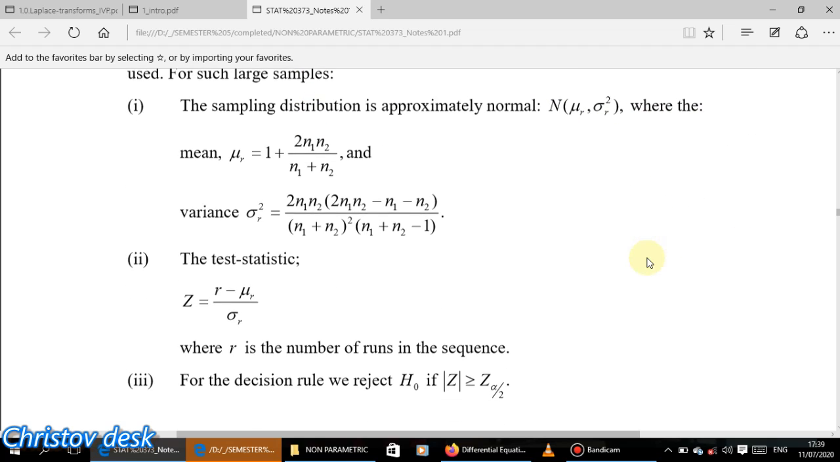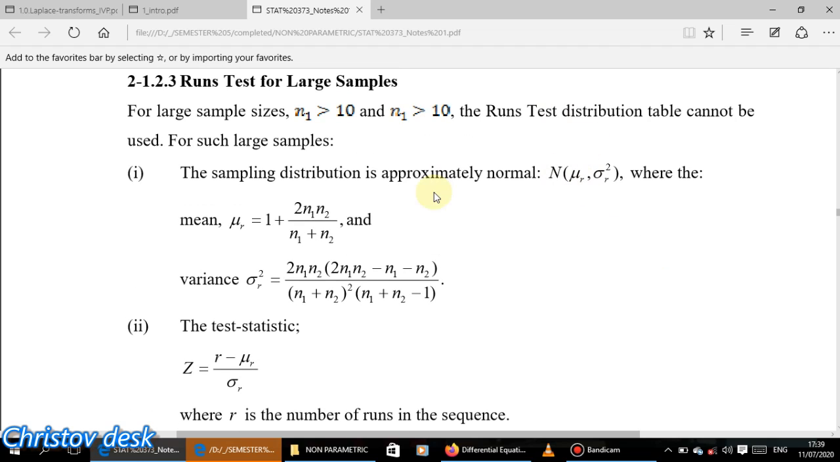Where the mean is given as that. Make sure this formula is in your head when you have large samples. The mean is 1 plus 2 n1 n2 over n1 plus n2, and then the variance is given as this. So take note of the formula.